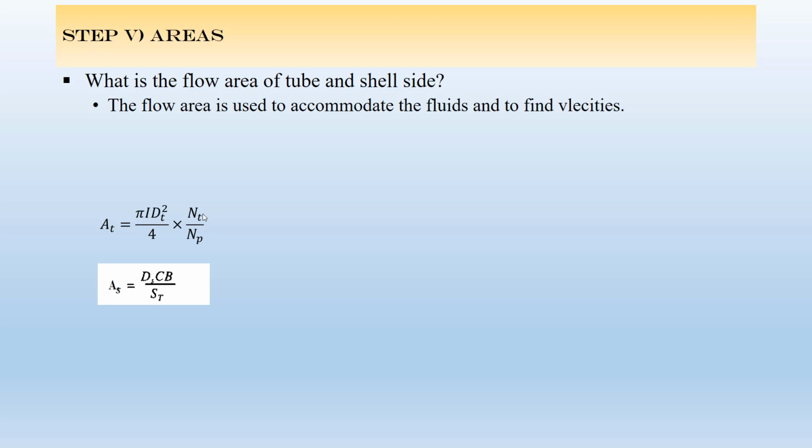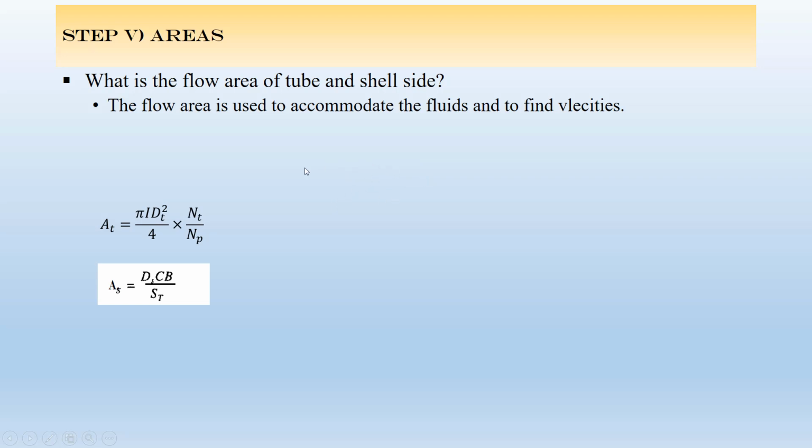To calculate the total area, you need to multiply it by the total actual number of tubes, and then you need to divide it by number of passes. Correct. You need to multiply by number of passes. Why by the number of passes? Assume that you have just one pass. Correct. So all the inlet fluid in the tube is distributed between all these tubes.